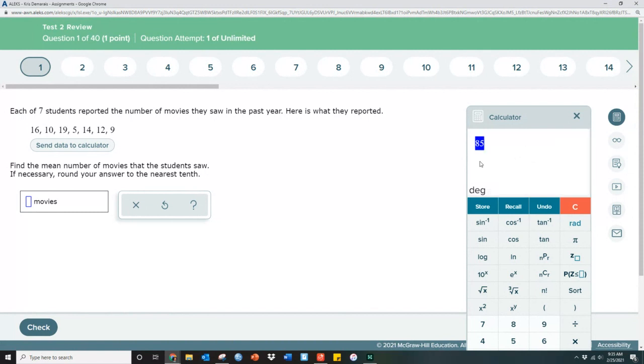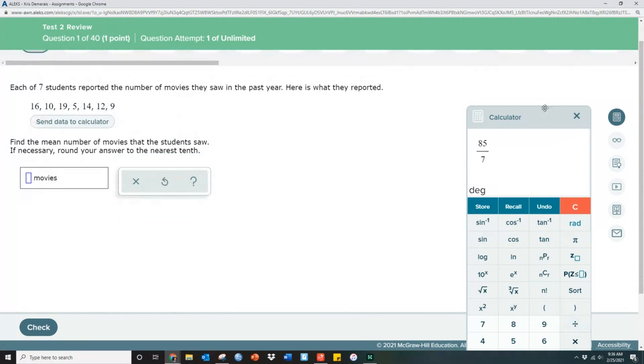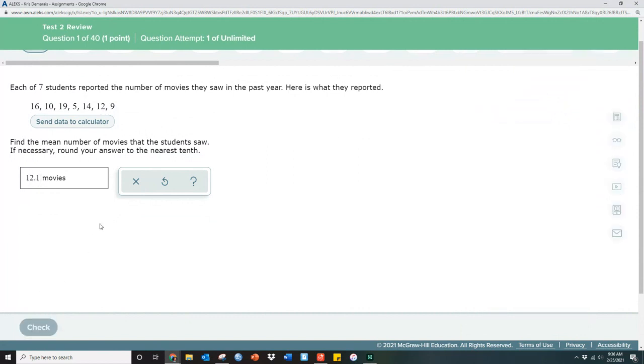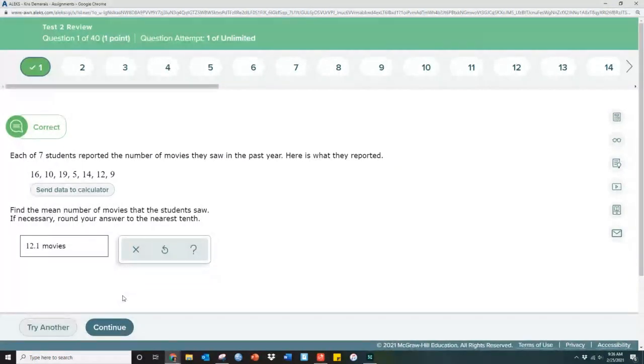All right, and then hit enter. And then I'm going to divide that by how many numbers there are, which is 7, right? So we're looking at rounding to the nearest tenth. So then that would be 12.1. Oh, I love that about that feature. Send the data to the calculator. Yes, please. All right, so the mean is add up all the numbers together and divide by the number of numbers you have.